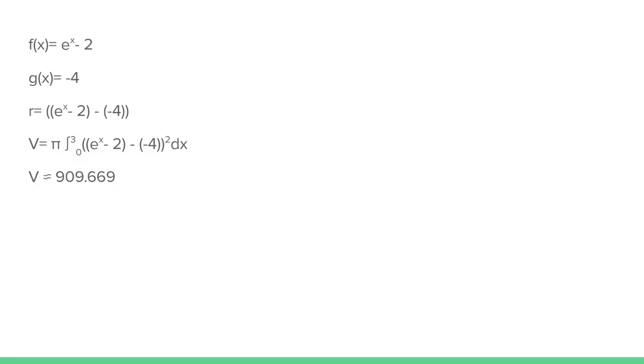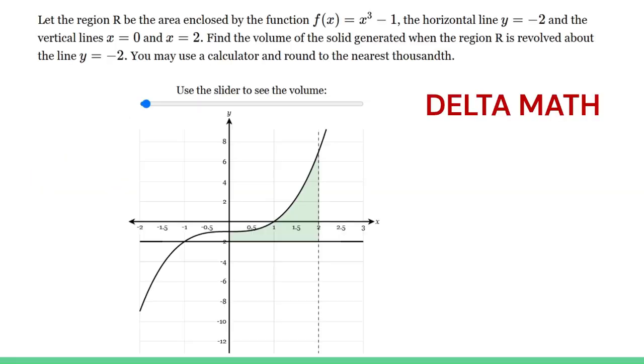Alright, let's go to a second problem here. Let region R be the area enclosed by the function f of x equals x cubed minus 1, the horizontal line y equals negative 2, and the vertical lines x equals 0 and x equals 2. Find the volume of the solid generated when region R is revolved about the line y equals negative 2.